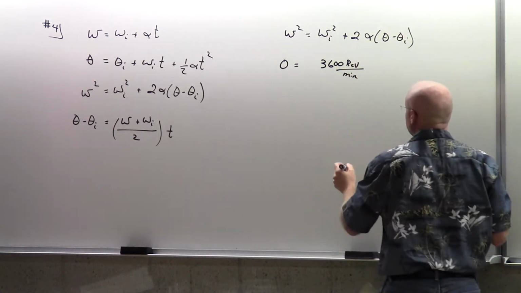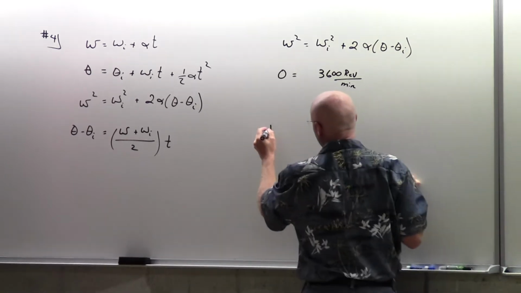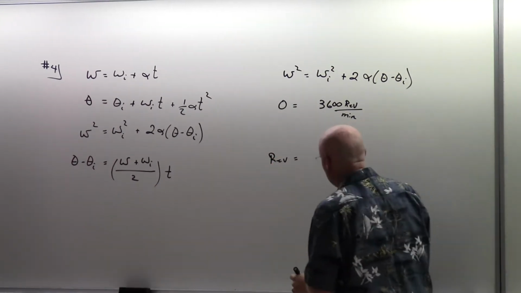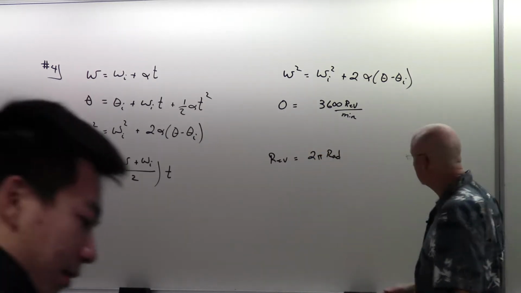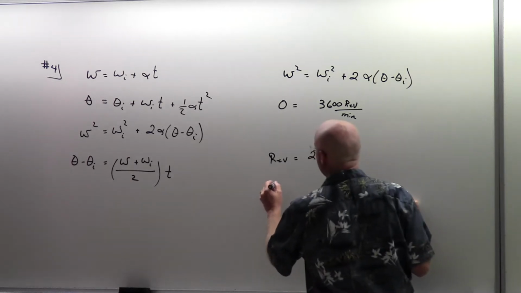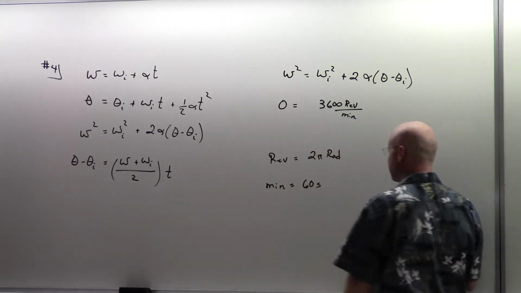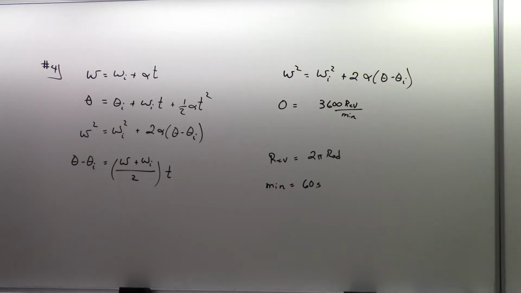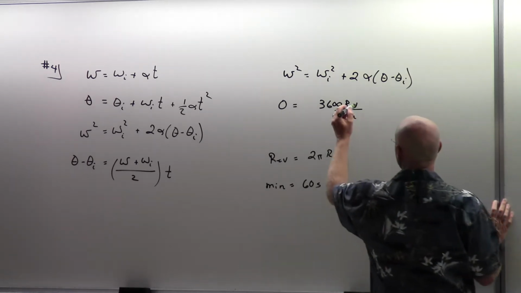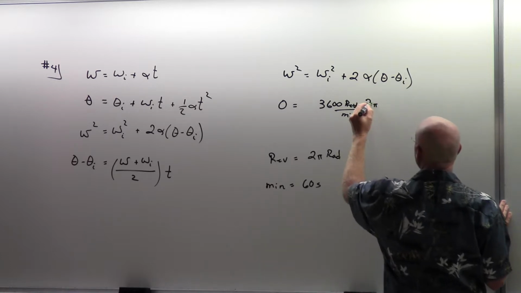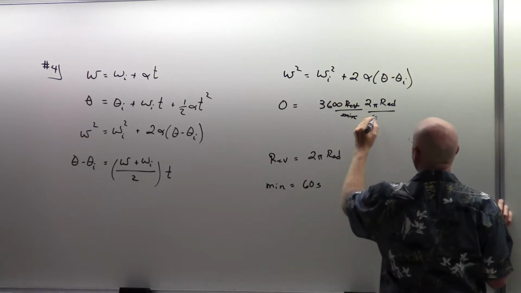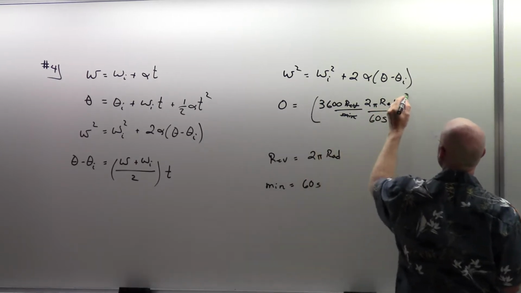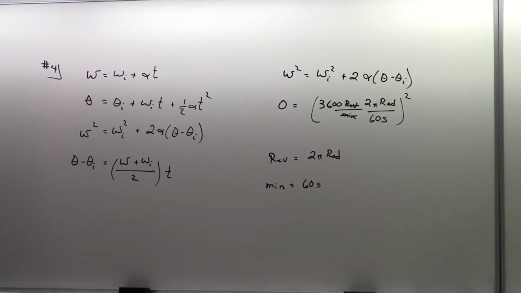In place of the word revolution, I am going to put 2 pi radians. That's what 1 revolution is. And in place of the word minute, I am going to put 60 seconds, since that's what a minute is. And so I'm going to do a direct substitution. So in place of the word revolution, I will put 2 pi radians. In place of the word minute, I will put 60 seconds. So that would be my unit conversion for using rotational quantities.